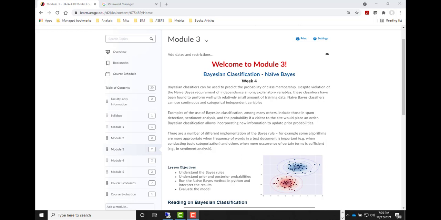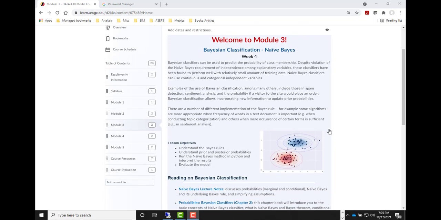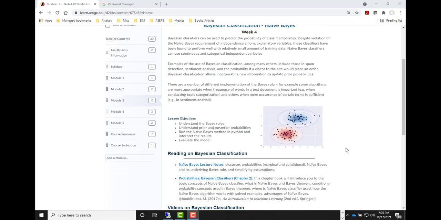So this is the module page, straightforward for the most part, like the previous one. The format and the structure are the same. As for Naive Bayes, there are different implementations of Bayes rule. The Bayes rule is how information is updated as part of the algorithm.